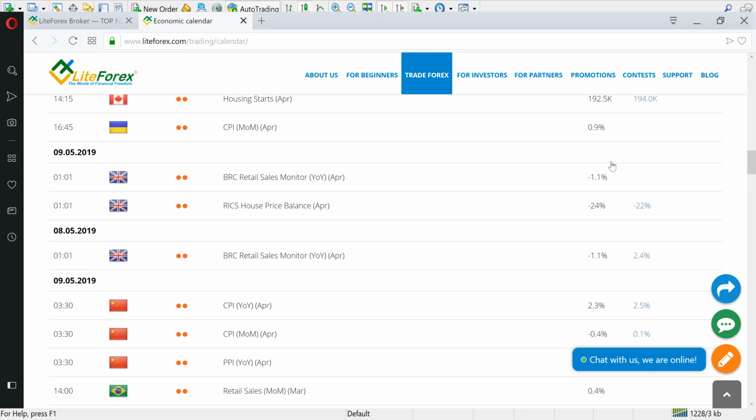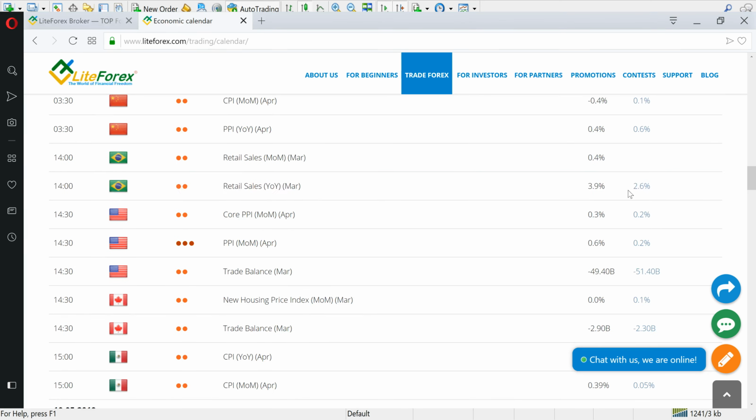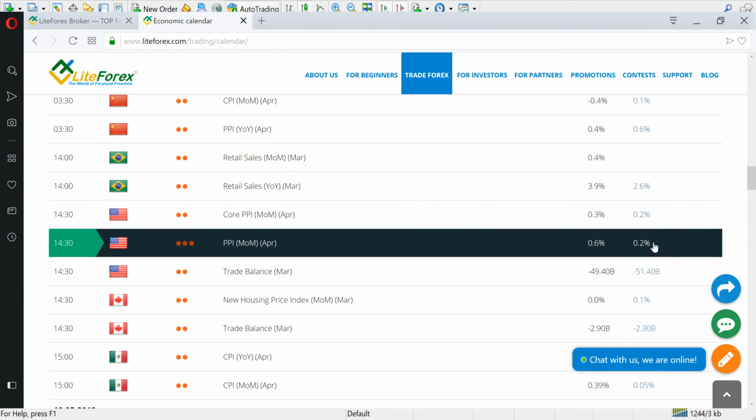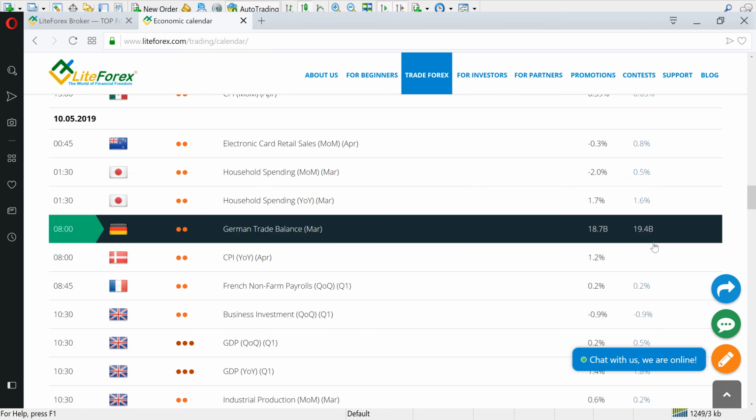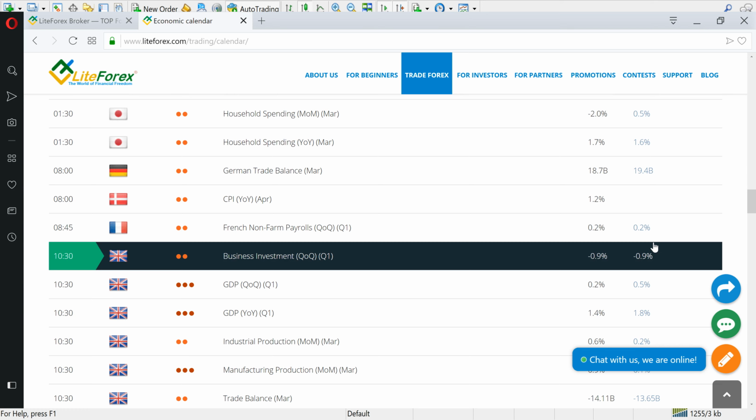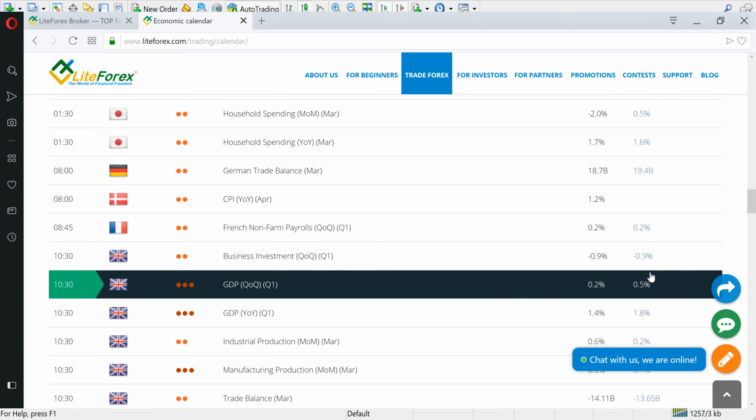for the US dollar. The lower it is, the worse for the American currency. The higher it is, the better for the American currency. Here is the PPI. And on Friday, May 10th, we'll see a bunch of statistics from the United Kingdom.